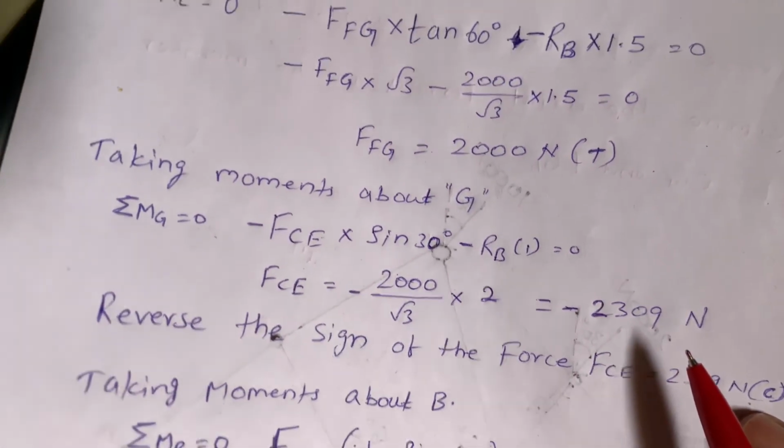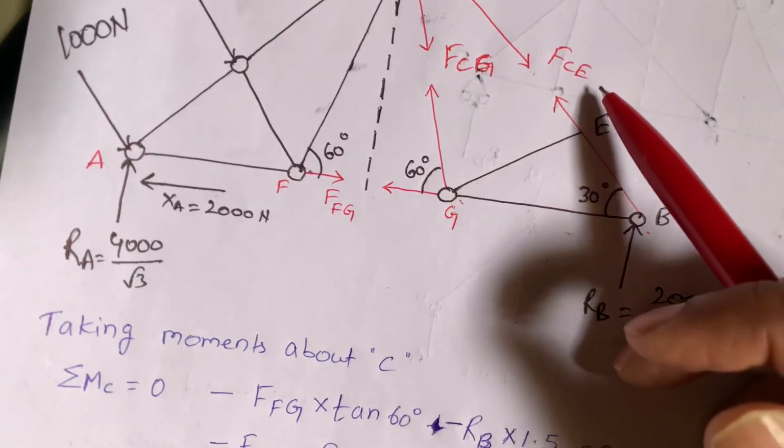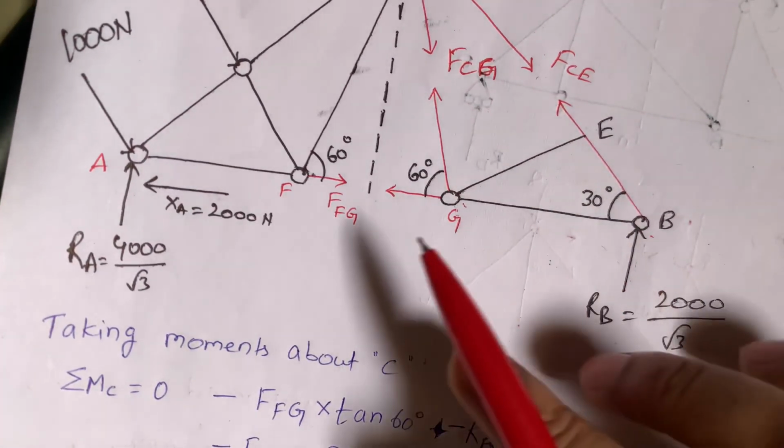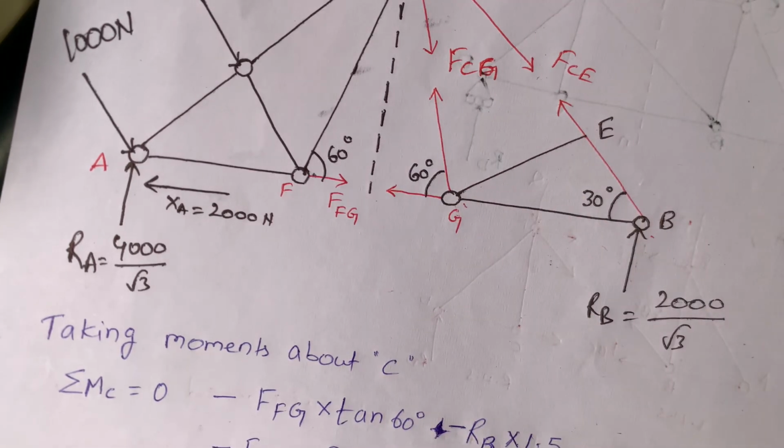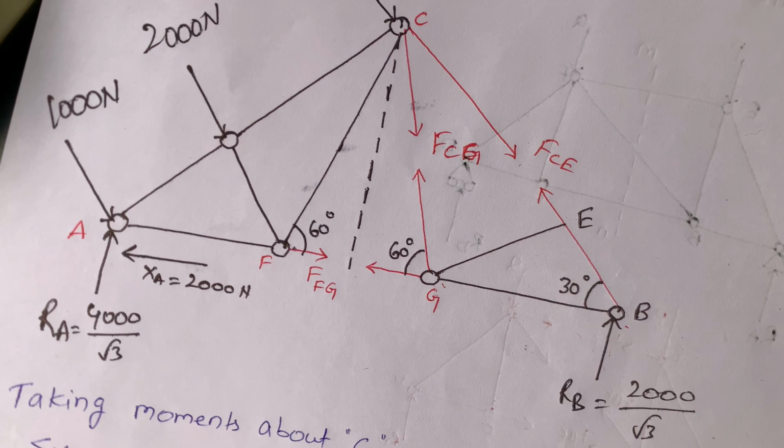Finally we got the values of FFG and FCG and FCE. So like that we can determine the axial forces in the given truss by using method of sections. I hope you understood this.